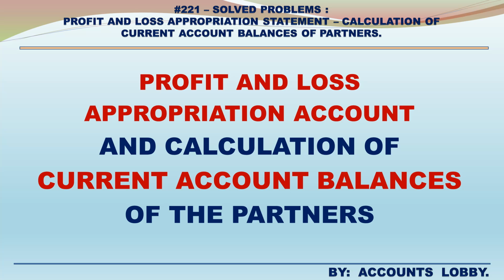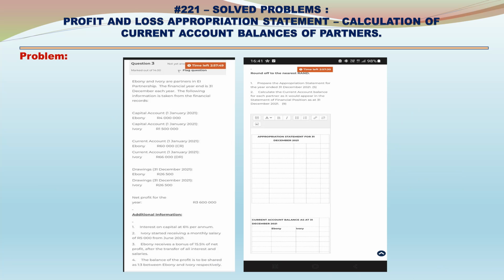Solved problems. Profit and loss appropriation account and calculation of current account balances of the partners. Problem. Ebony and Ivory are partners in EI partnership. The financial year end is 31st December each year. The following information is taken from the financial records.